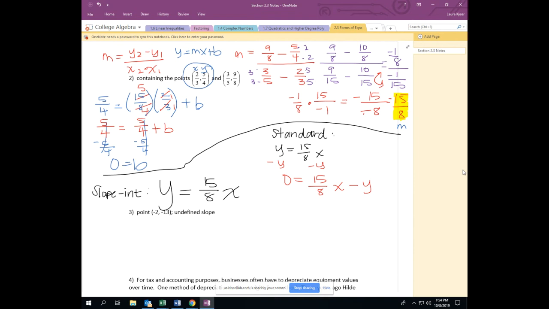Now also, we can't have fractions in our standard form. So let's multiply everything by the LCD, which in this case is 8. 8 times 0 is 0. 8 times 15 over 8 is 15x. And 8 times negative 1 is negative 8y. And there's your standard form.